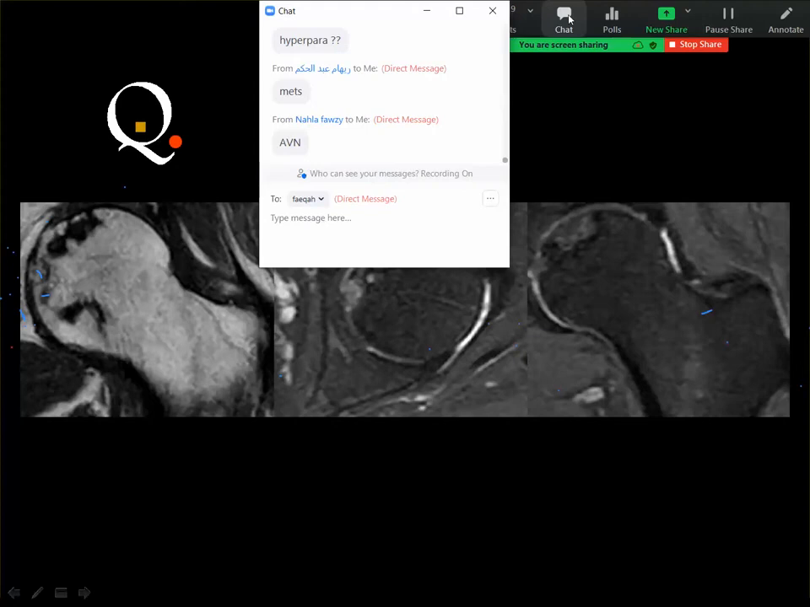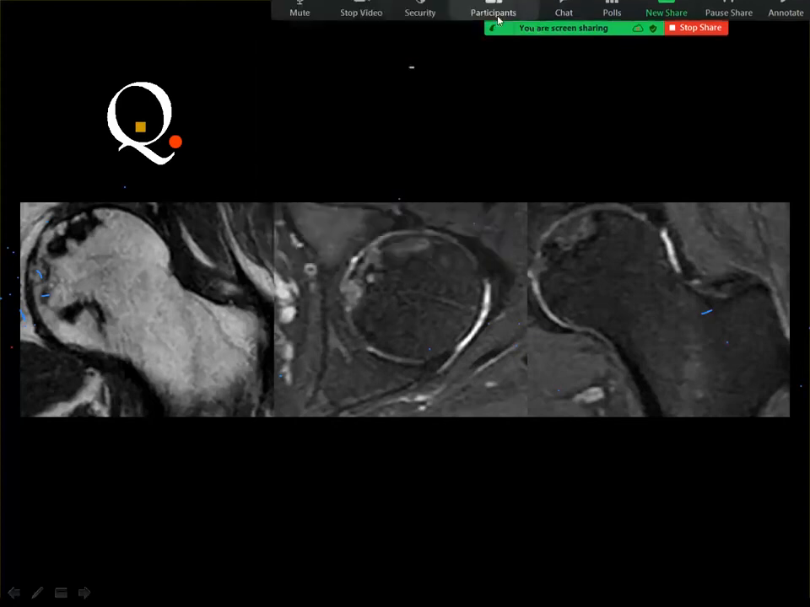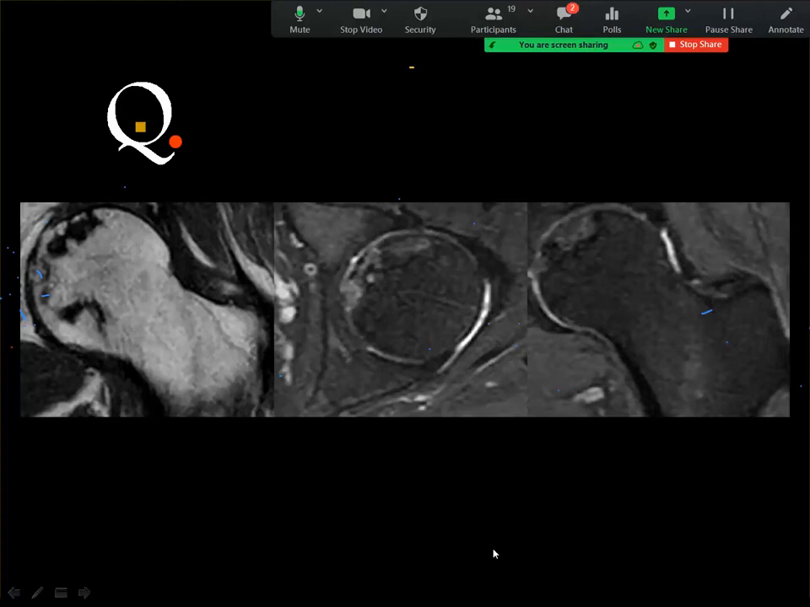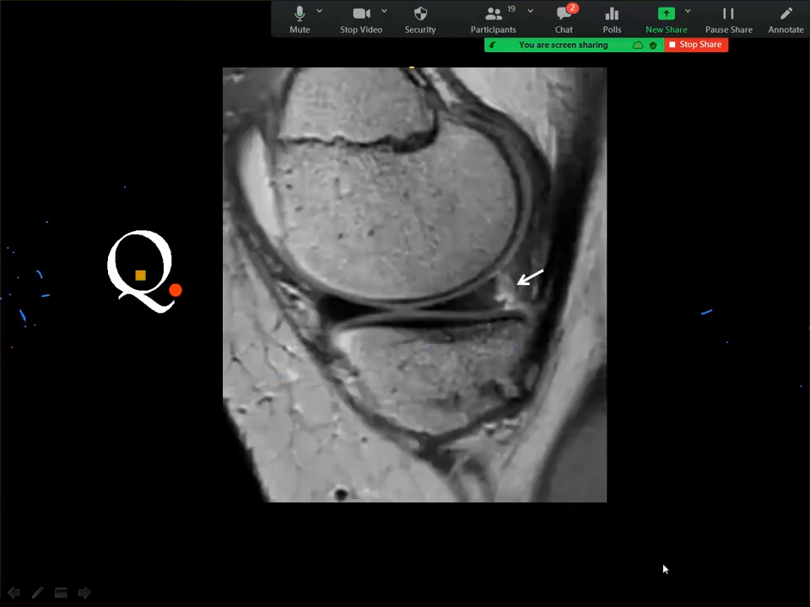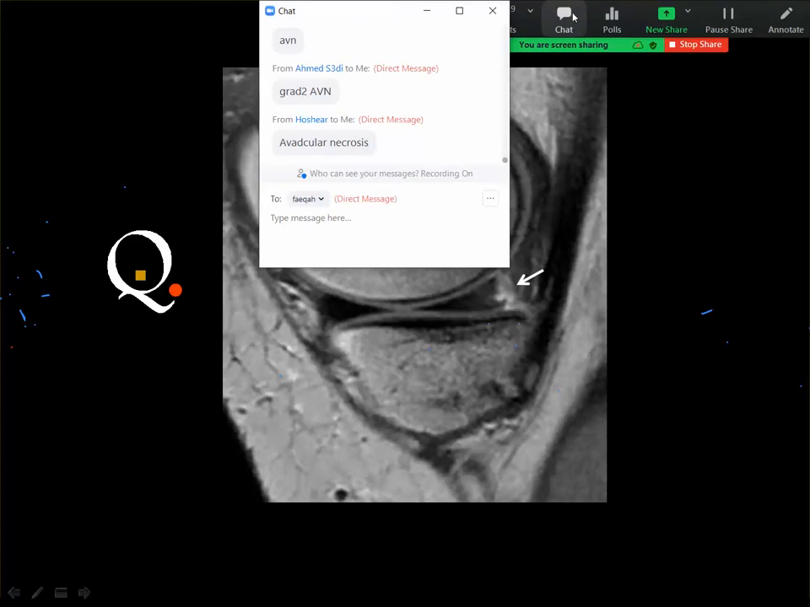Avascular necrosis, Nahla, yes, this is the right answer. And Reham also, this is avascular necrosis of the femoral head. And you got an abnormal lesion in the subcortical area of the femur. And if you look carefully, this is fluid signal, low in T1, high in the STIR, denoting the stage B of avascular necrosis. And this is also an easy question.